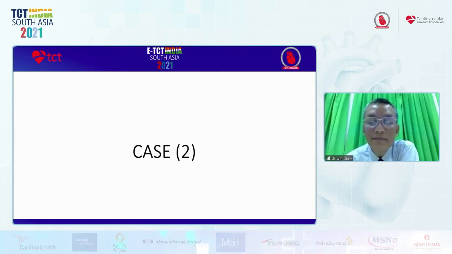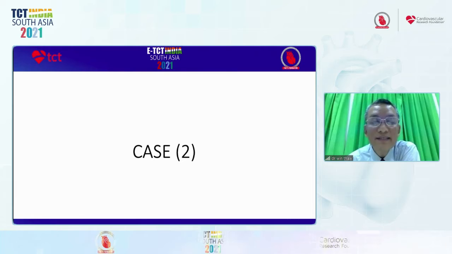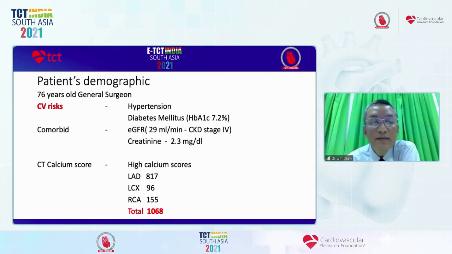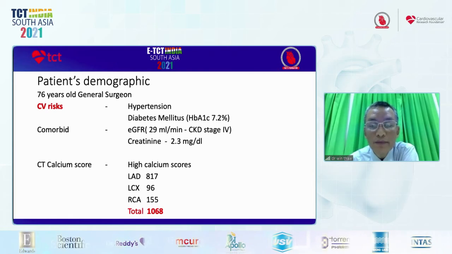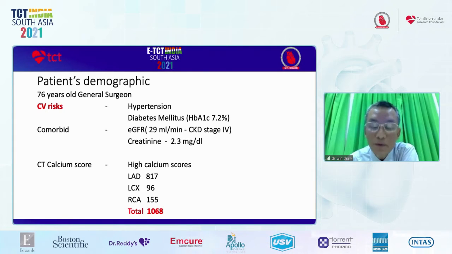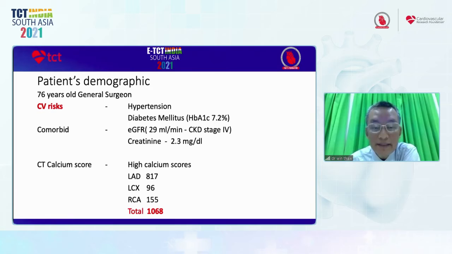My second case is a bit more straightforward compared with the first case. A 76-year-old gentleman, he's a general surgeon. He also has cardiovascular risk factors, hypertension, diabetes mellitus. HbA1c is 7.2%. His comorbid condition is a creatinine of 2.3 milligram per deciliter. Estimated GFR is 29 ml per minute, CKD stage 4. He came to me for a medical checkup.